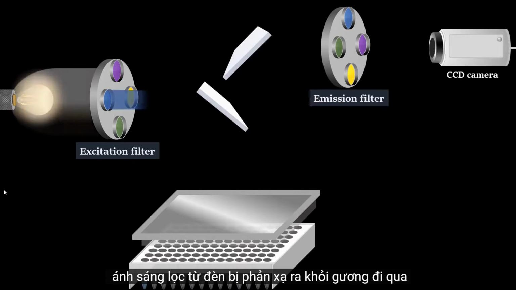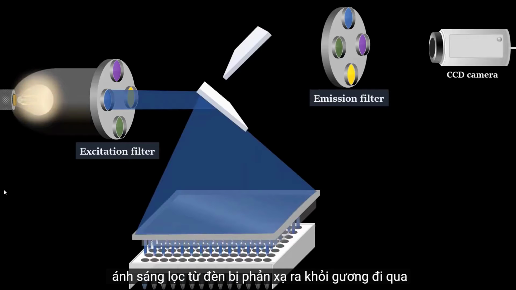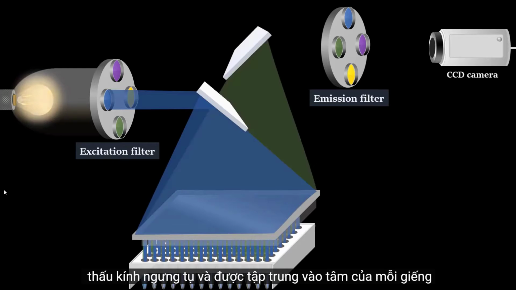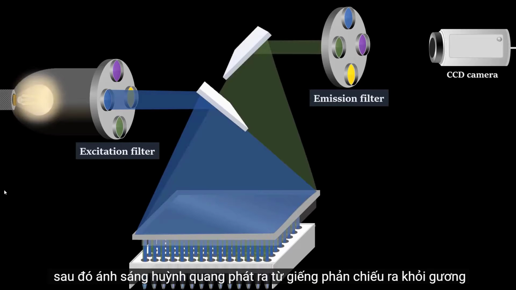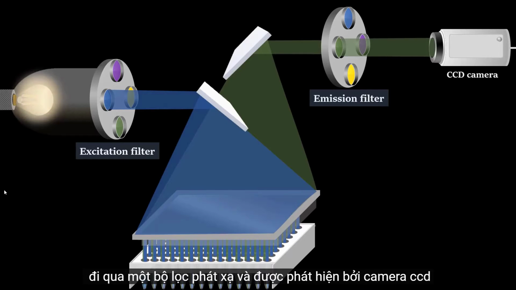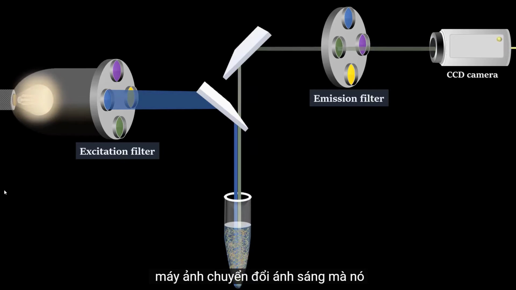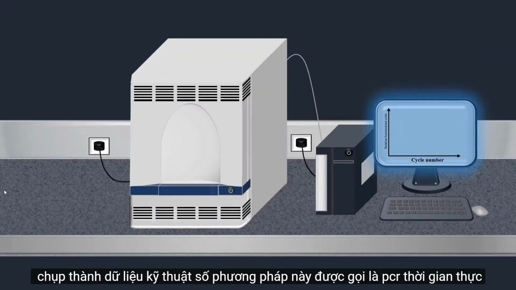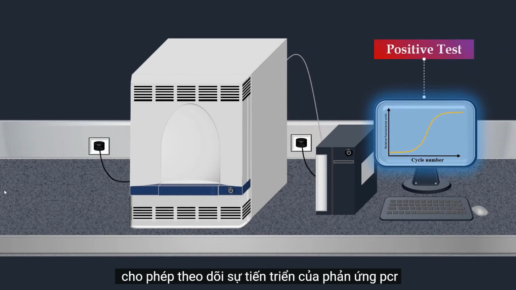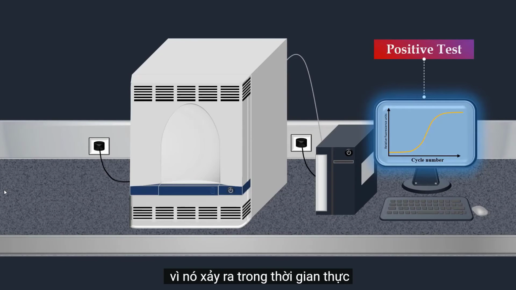Filtered light from the lamp is reflected off a mirror, passes through a condensing lens, and is focused into the center of each well. Then fluorescent light emitted from the wells reflects off the mirror, passes through an emission filter, and is detected by the CCD camera. In each PCR cycle, light from the excited fluorophore can be detected by the CCD camera, which converts the light that it captures into digital data. This method is known as real-time PCR, which allows the monitoring of the progress of the PCR reaction as it occurs in real time.